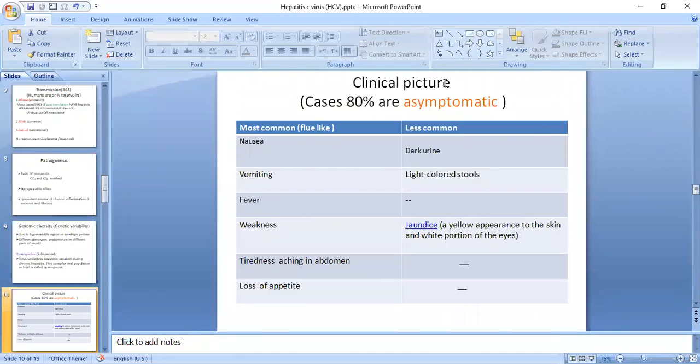Switching over to the clinical picture, 80% of cases of hepatitis C infection are asymptomatic. And the symptoms are divided into the most common symptoms and the less common symptoms.